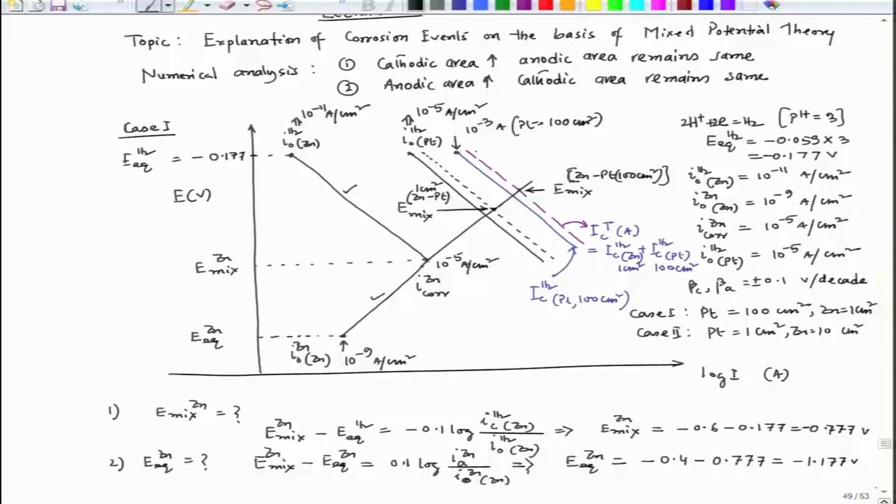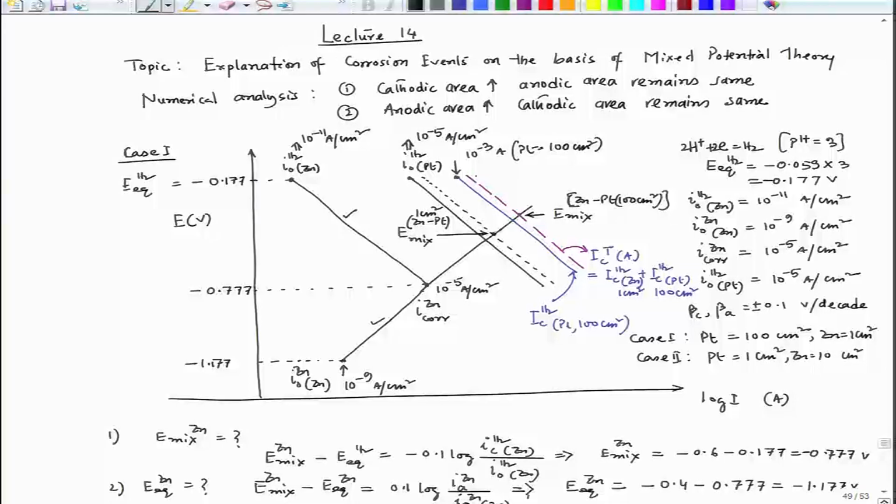Okay. So we have found out this point, so I can mention it to be minus 0.7. So these points I can change, it becomes minus 1.177, and this would be minus 0.777.